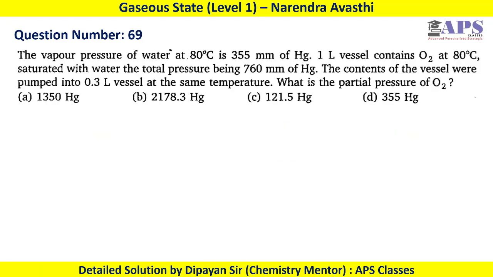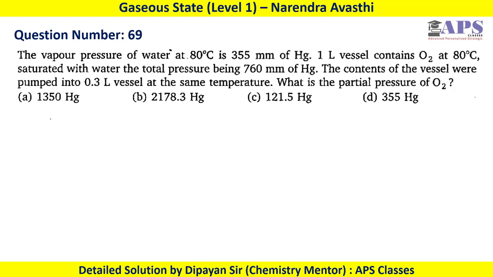In question number 69, the vapor pressure of water at 80 degrees centigrade is 355 mm of Hg. A 1 liter vessel containing oxygen at 80 degrees centigrade is saturated with water. The total pressure being 760 mm of Hg. The contents of the vessel were pumped into a 0.3 liter vessel. At the same temperature, what is the partial pressure of oxygen?